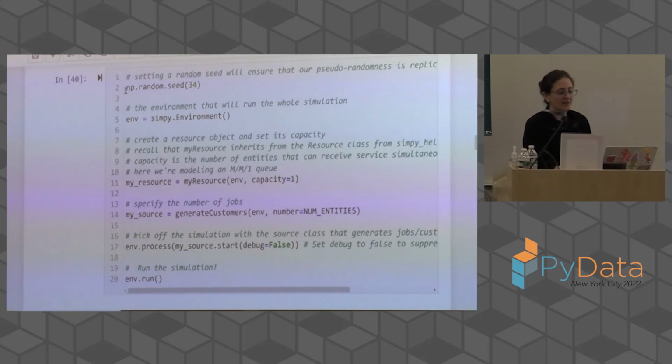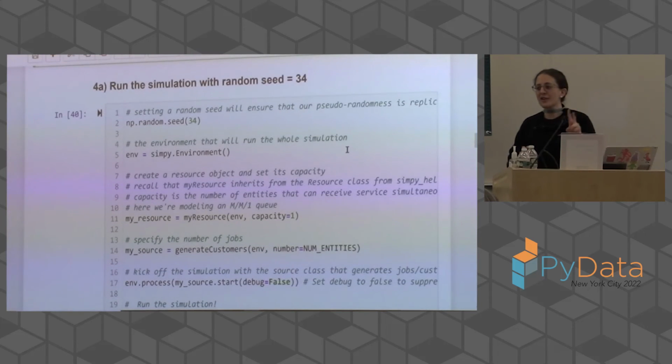So we're going to set a random seed. I ran the simulation twice, once with the random seed 34 and then with the random seed 35. Today I'm 34, tomorrow I will be 35. That is why I chose those.